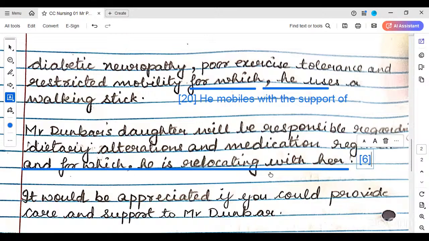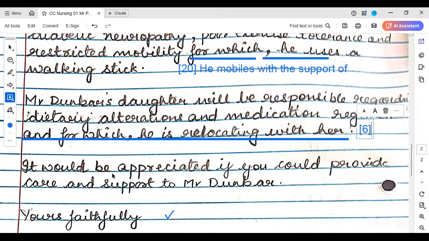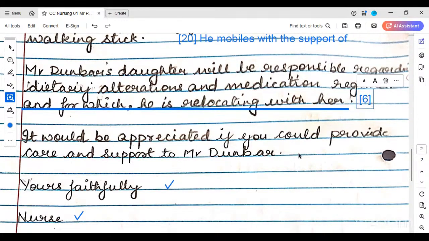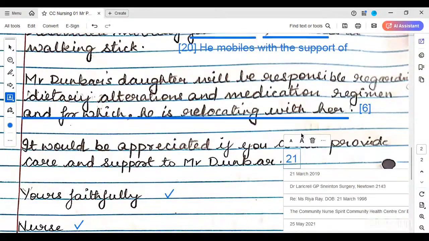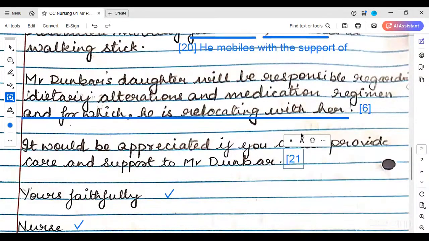So misrepresented, that's called misrepresentation or wrongly presented. It would be appreciated if you could provide care and support to Mr. Dunbar. Okay, but where is the closing point here? The closing point you can write like this. It will be point 21, a closing sentence or the conclusion sentence.